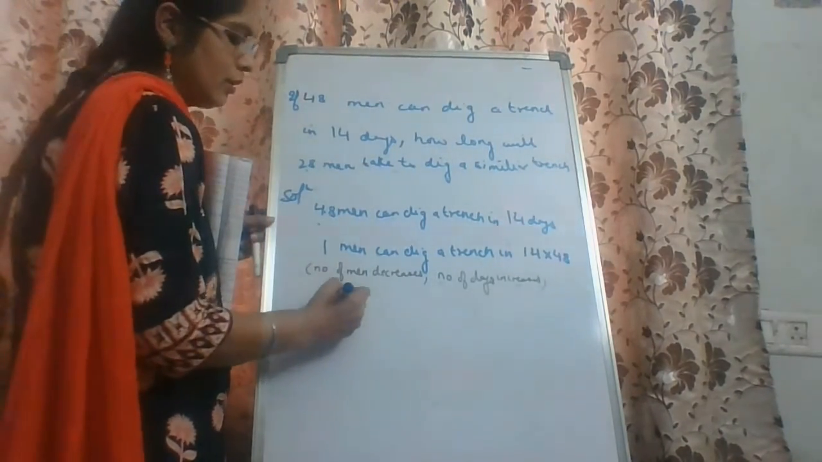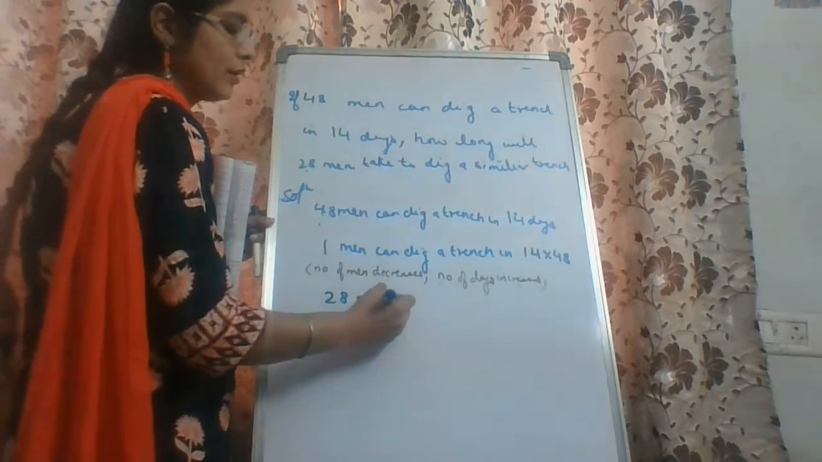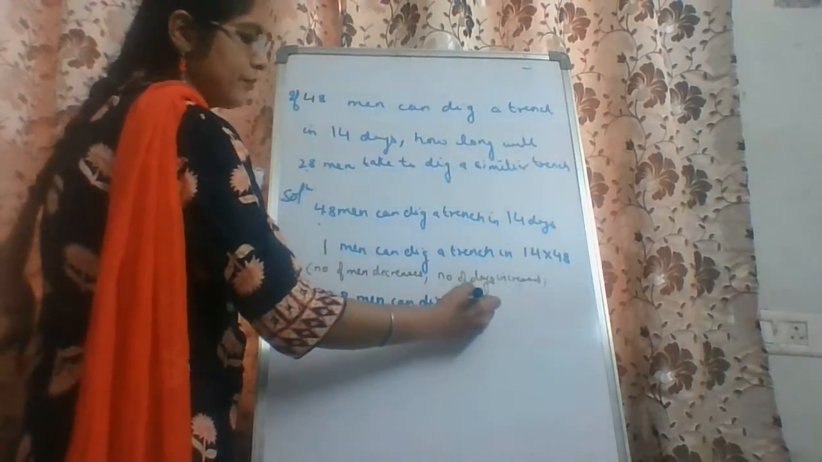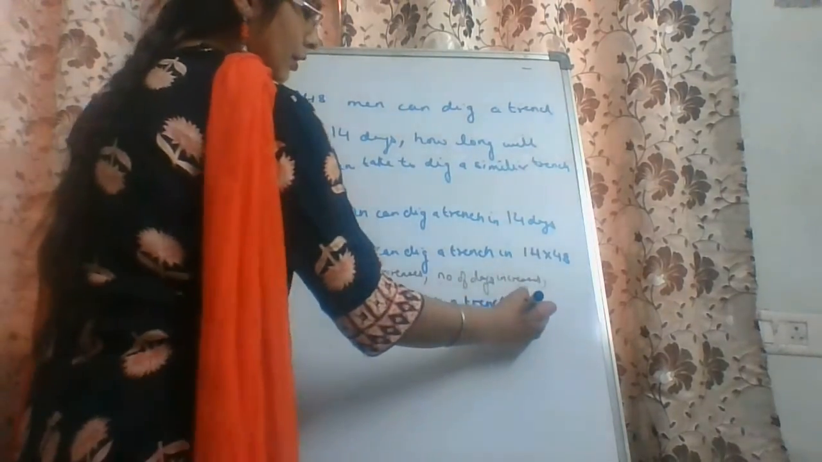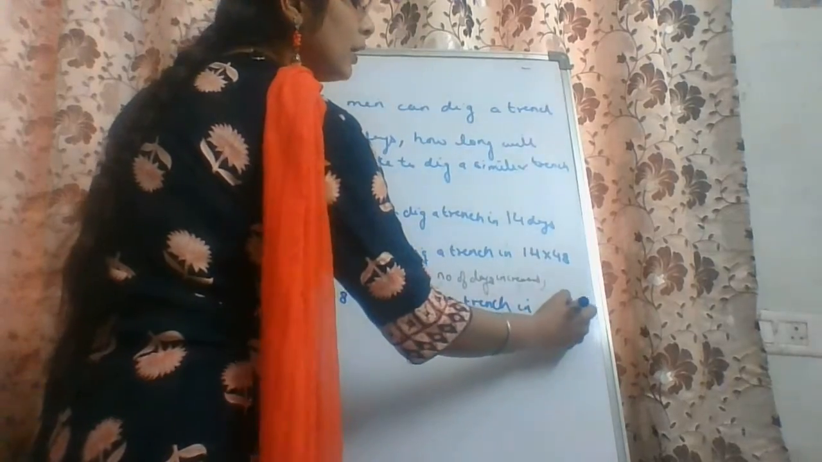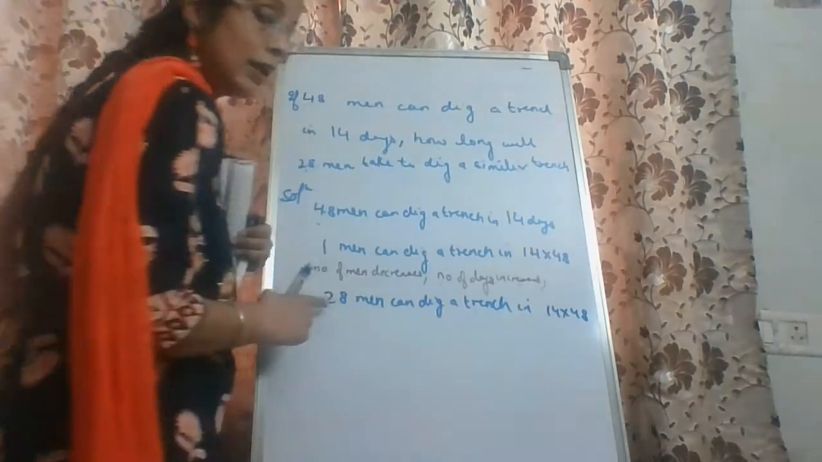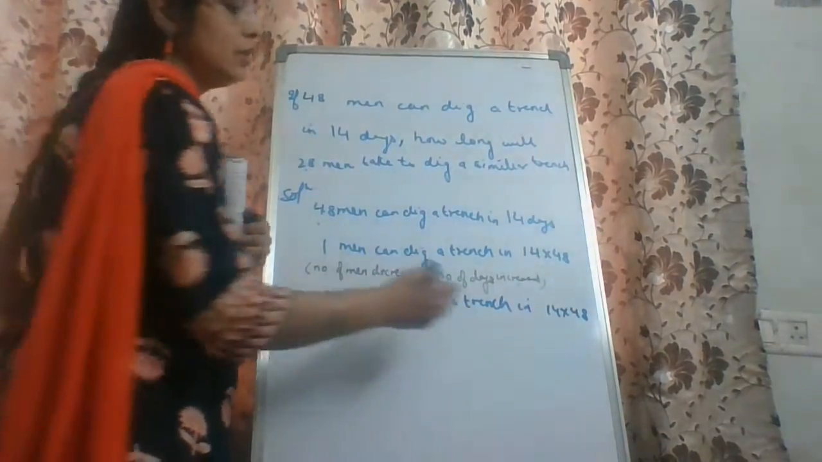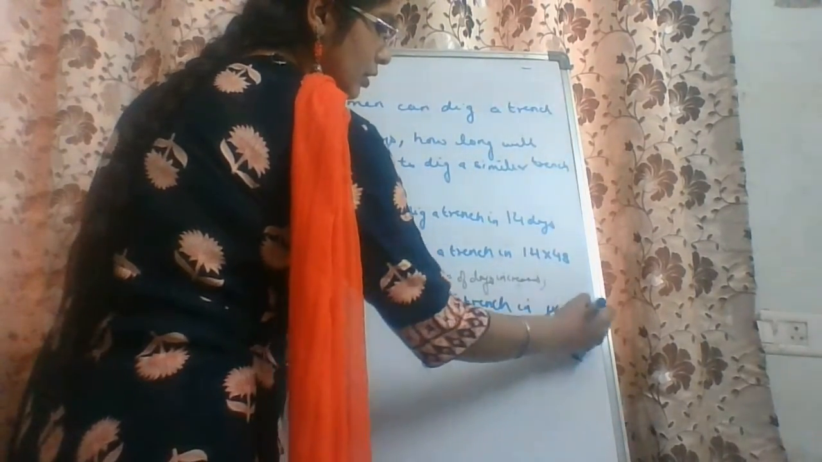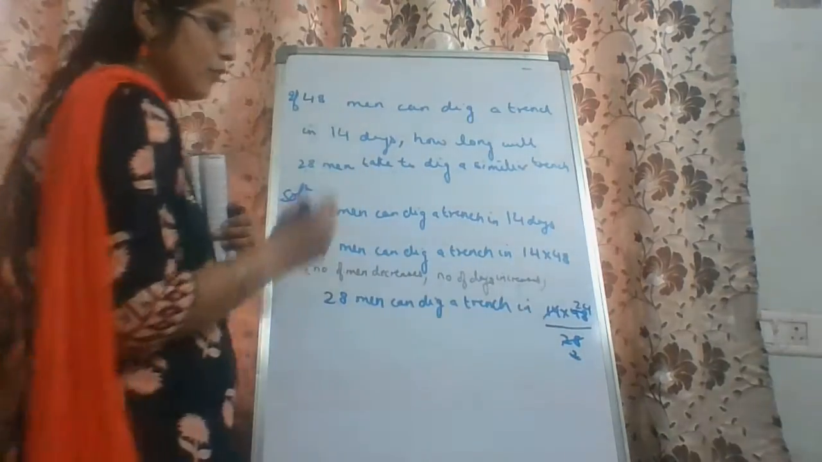28 men can dig a trench in 14 multiplied by 48 divided by 28, which is 24 days. What we have observed?